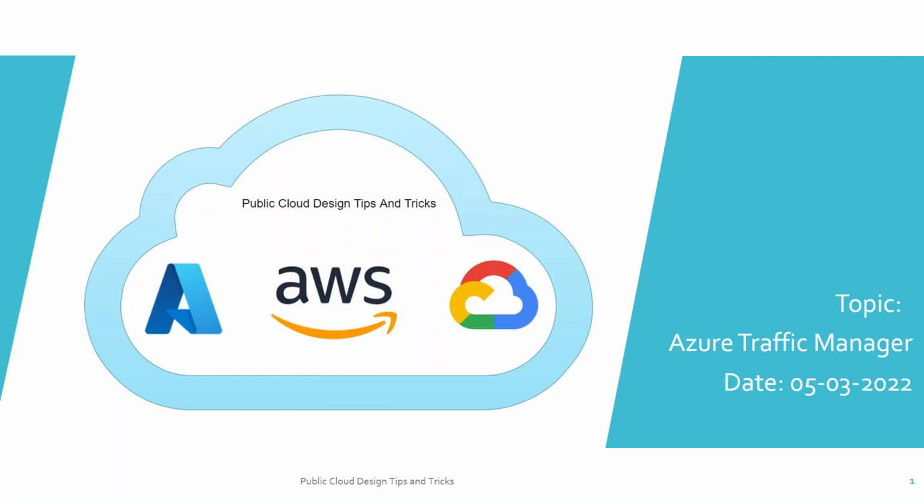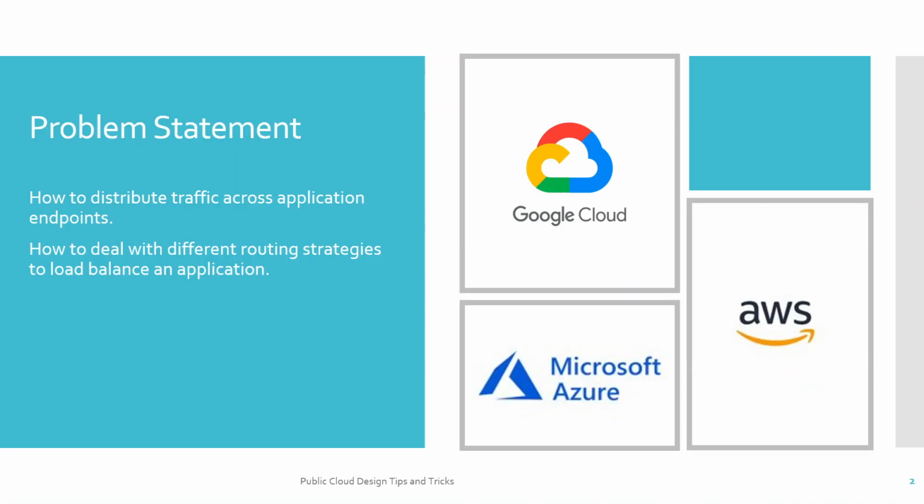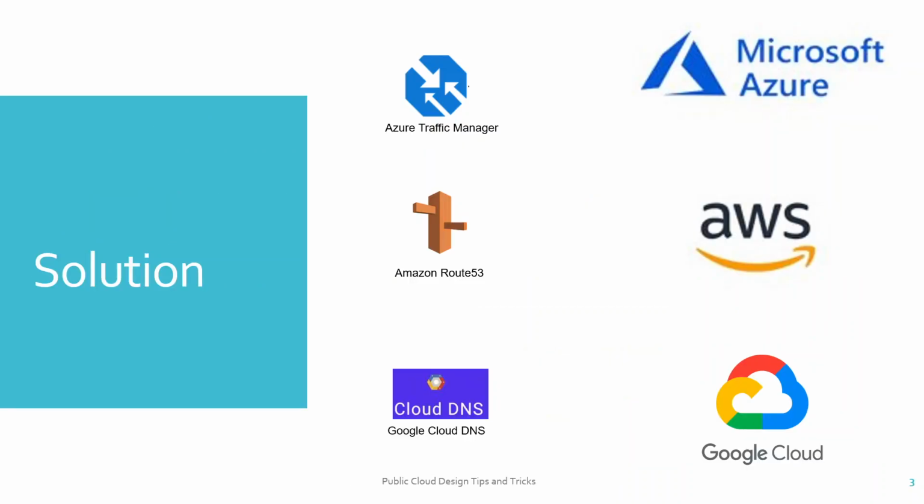Today's topic is Azure Traffic Manager. What are the problem statements? The problem statements are how to distribute traffic across application endpoints, and how to deal with different routing strategies to load balance an application. The offerings are, from Microsoft Azure, Azure Traffic Manager; from AWS, Amazon Route 53; from Google Cloud, Google Cloud DNS.